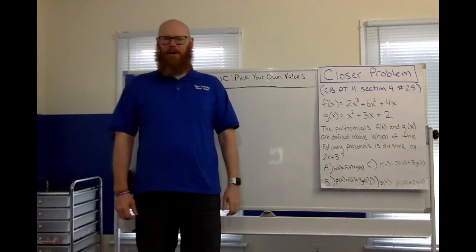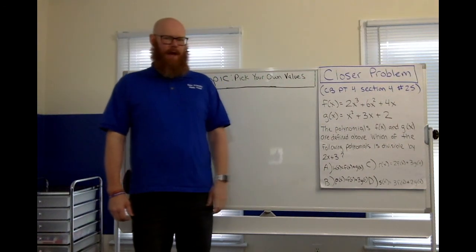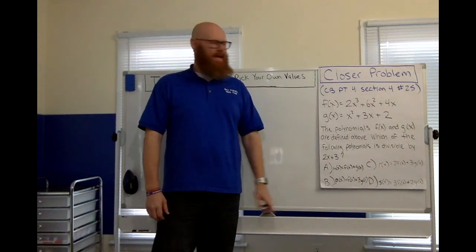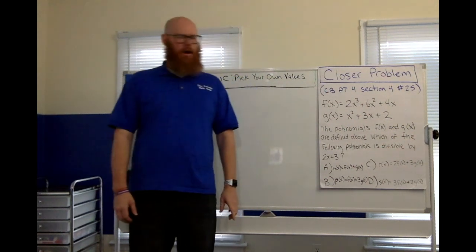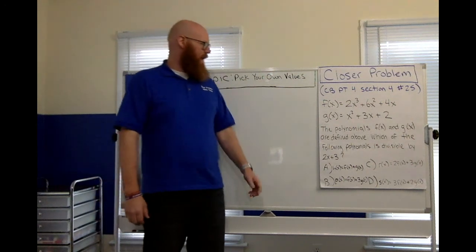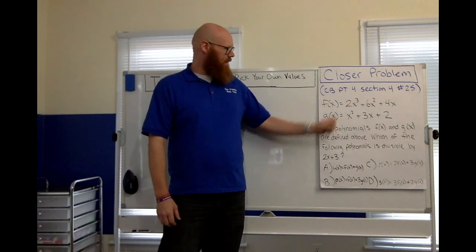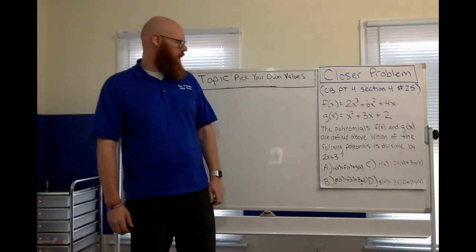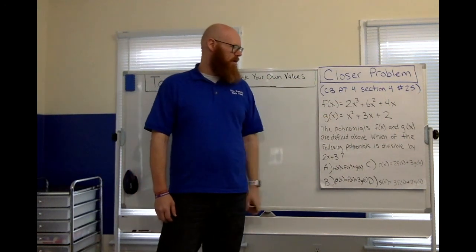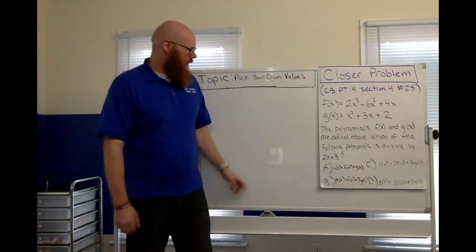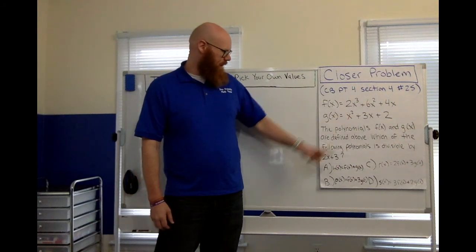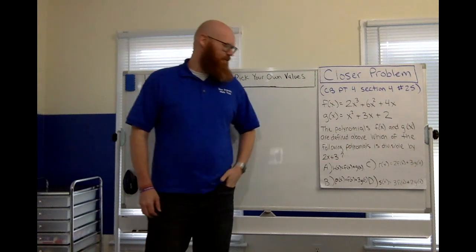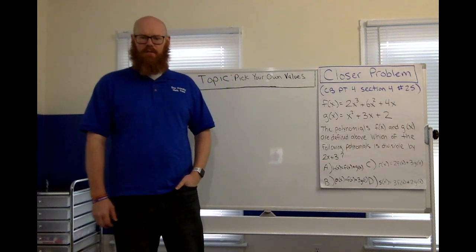All right, so now to our closer problem. For episode 2, we have a closer problem from College Board Practice Test 4, Section 4, number 25. The question is, f of x equals 2x cubed plus 6x squared plus 4x, and g of x is x squared plus 3x plus 2. The polynomials f of x and g of x are defined above. Which of the following polynomials is divisible by 2x plus 3?